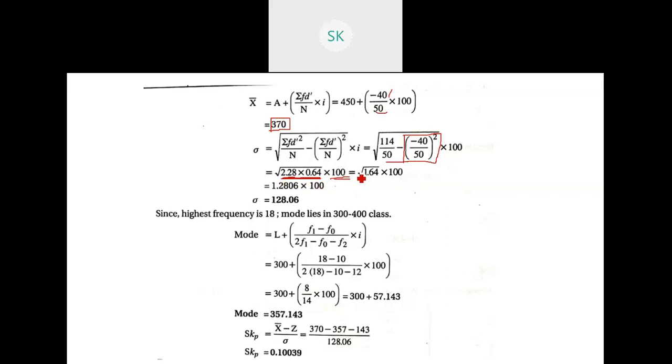And now calculate the square root of 1.64, wherein the result is 1.2806. After calculating the square root, now multiply by 100. So your total standard deviation value will be 128.06. So we found out x bar, we found out the standard deviation.